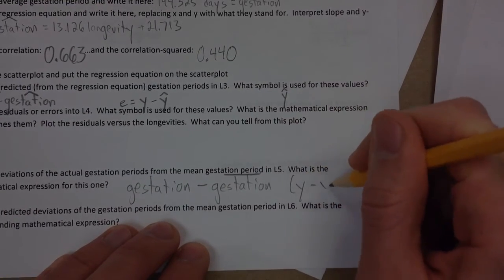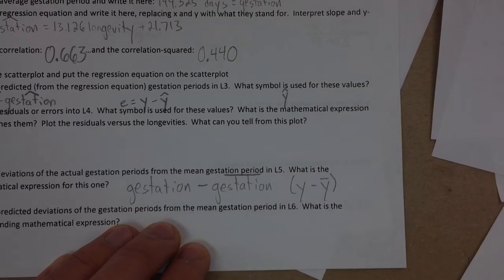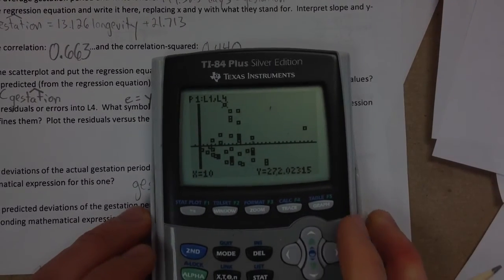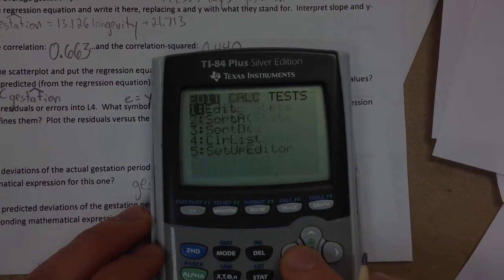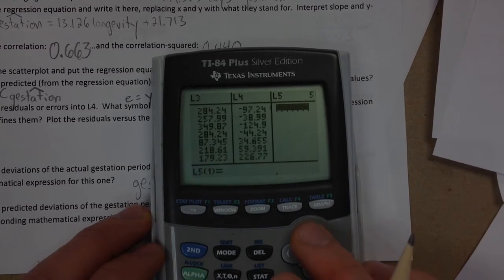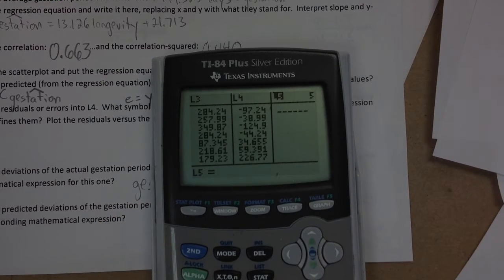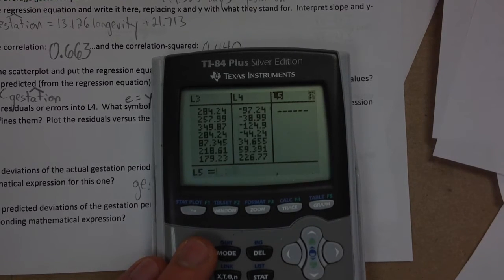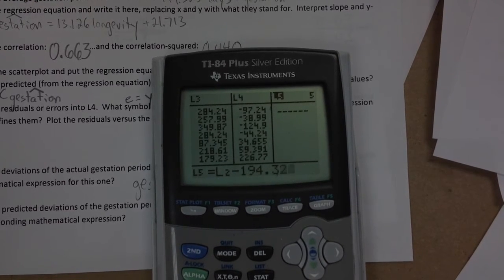Or y minus y bar. So let's do that now. Stat editor. Please tell me what to type. Matt? Is it L2 minus 194.325? Excellent. L2 minus 194.325.